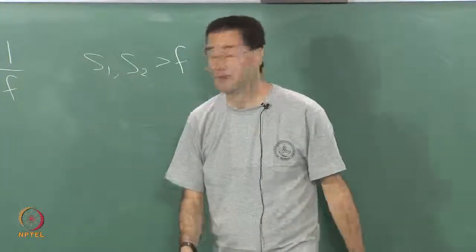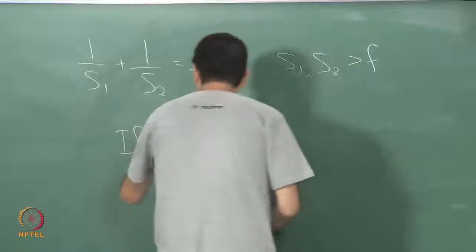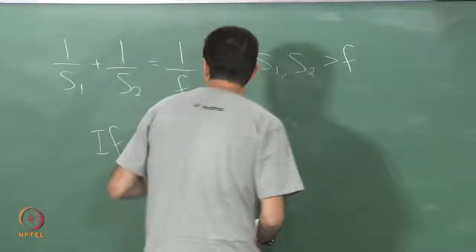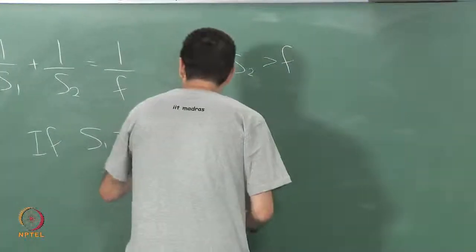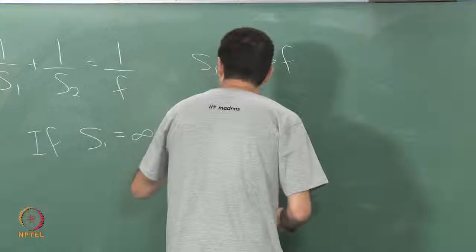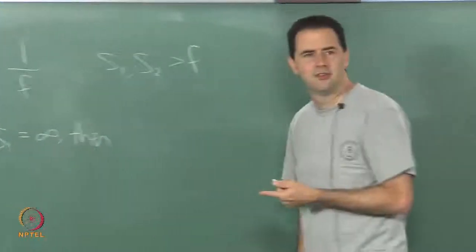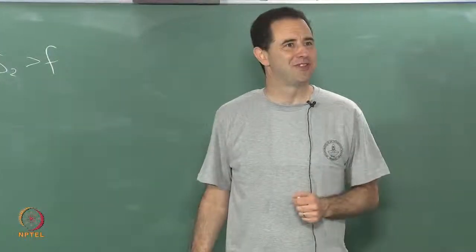Does that seem fine? This is a nice sanity check: if s1 equals infinity, or take the limiting case where s1 tends to infinity, then what's s2 in this case? F, which is good, right, because that's what's supposed to happen.